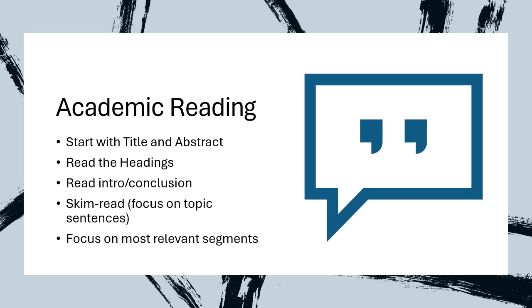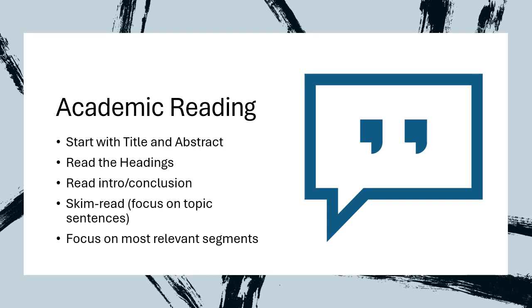To help you read academic articles, we suggest following this process. First, start with the title and the abstract. The title should give you a general sense of what the source is about, and the abstract is about a 200-word summary of the main ideas. Not every article will have an abstract, but most sources on the library website will. You should read this first, as it will help you figure out if the source is useful to you.